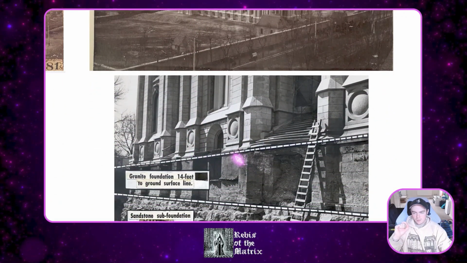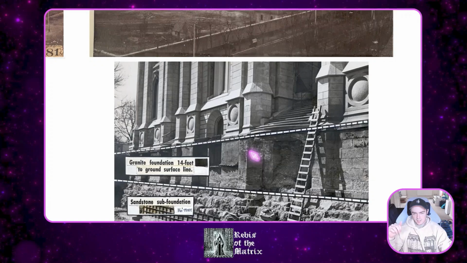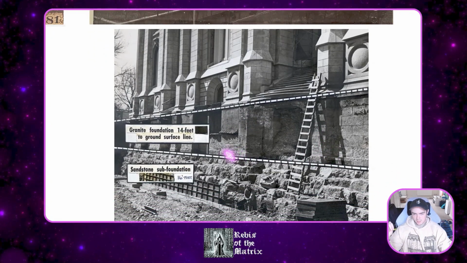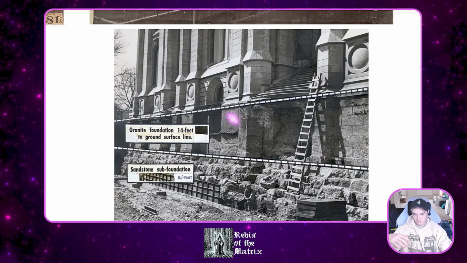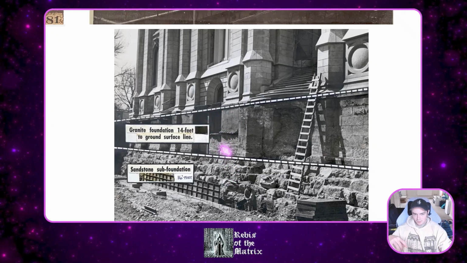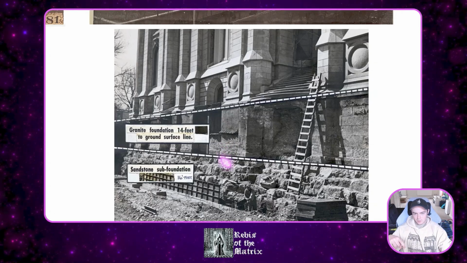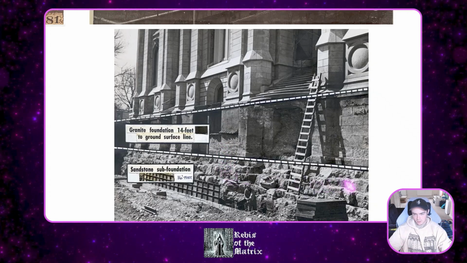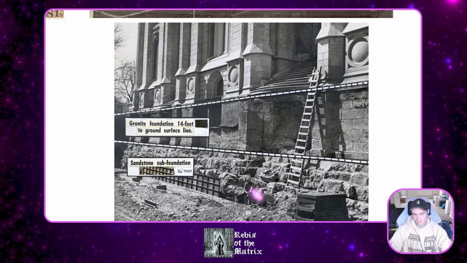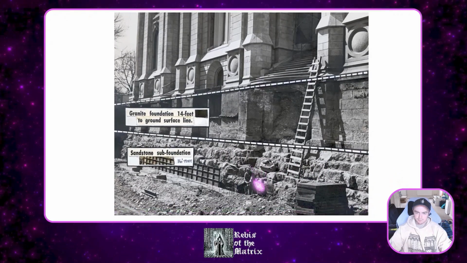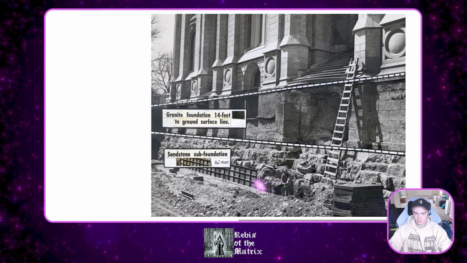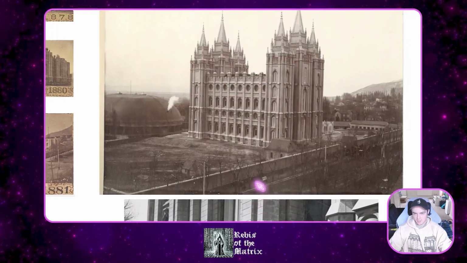And then they've recently done some renovations and they had to dig into the foundation, and again they just found this part of the building just completely submerged, an older part of the building, and it goes deep. It goes 14 feet for the granite foundation, and then it goes into a sub-foundation sandstone of these bigger bricks, almost like megalithic bricks. Look at the size of this guy compared to these bricks. So just keep that in mind as well. Something much older, something very suspicious going on here.